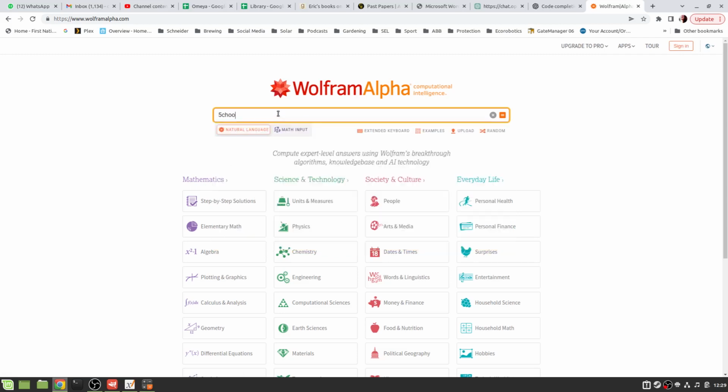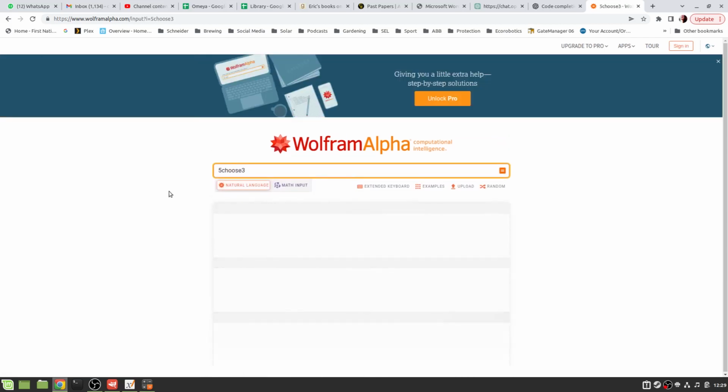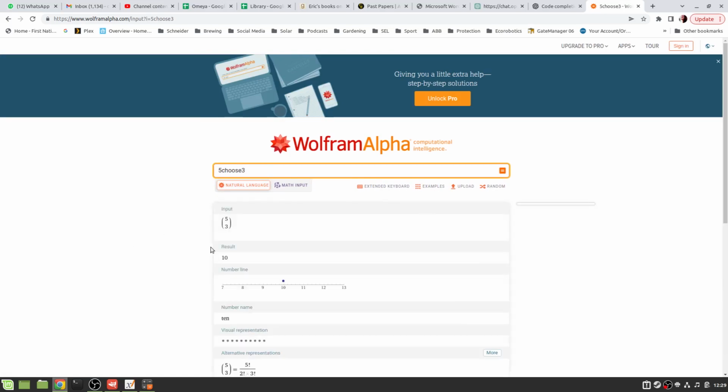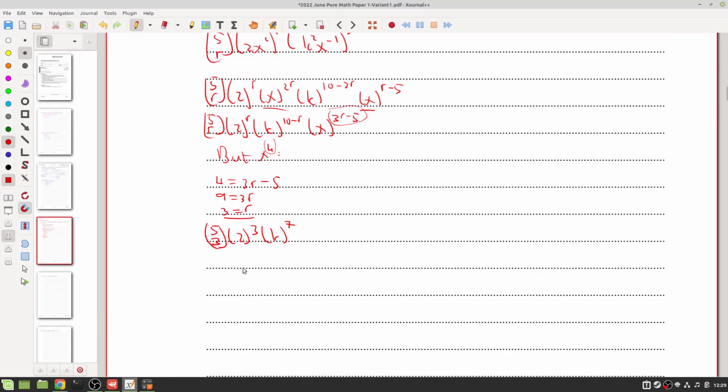5 choose 3. And let's see how much that is. It's like 6 or 8 or 10, somewhere around there, I think. So 10. Okay, so that's 10. 2 to the power 3 is 8, so 10 times 8 is 80. So 80k to the power 7. Is that right?